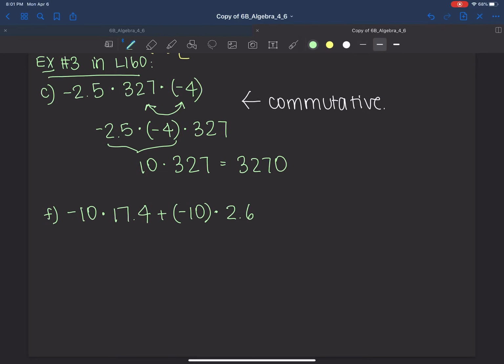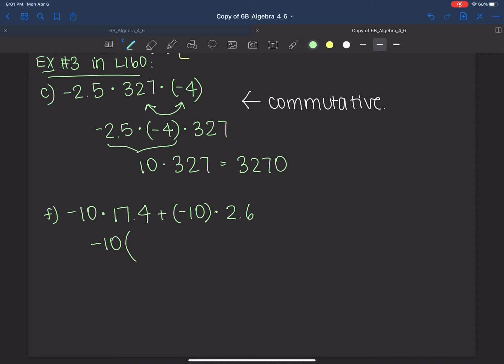Next, let's take a look at F. So the first thing I see is that there's an addition involved. It's not one of those pure multiplication problems like C. But we do have multiplication as well. So if we see a combination of multiplication and addition, we should at least try the distributive property. So now I'm going to look more closely at my terms. Here I have a minus 10. I have the 17.4. That's kind of nasty. But I like the minus 10 quite a bit. And here is another minus 10. Bingo. We have 2 common factors, and we can pull out the minus 10.